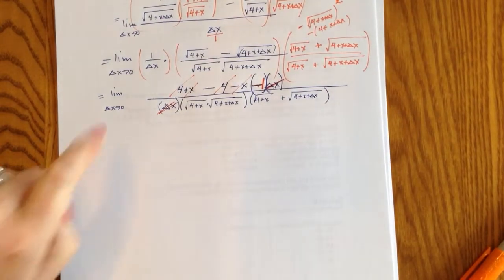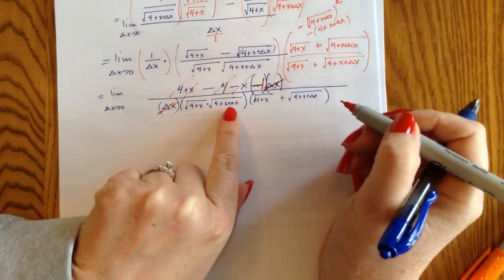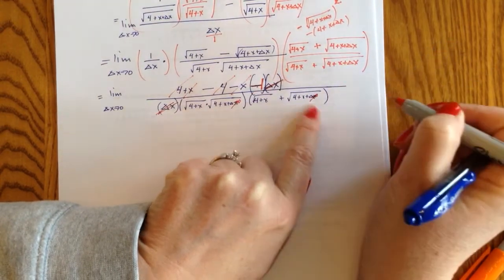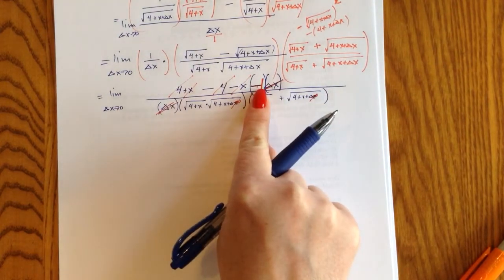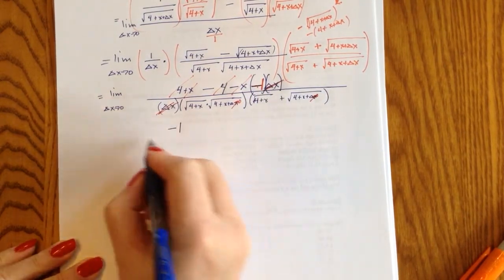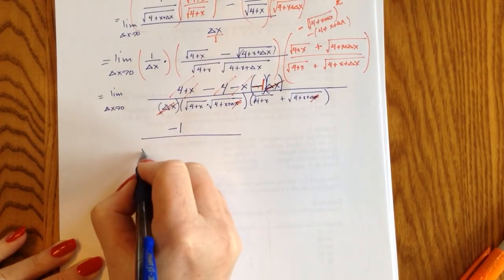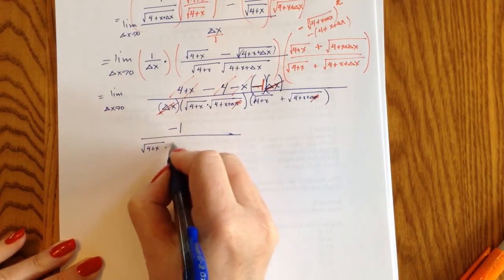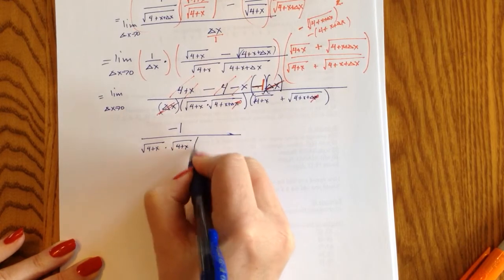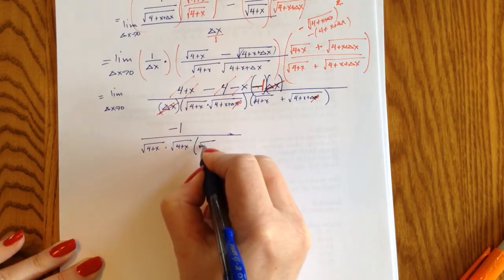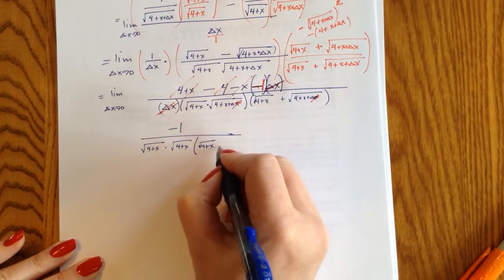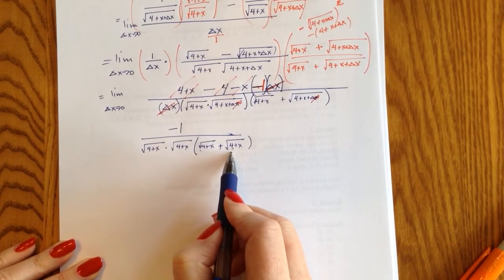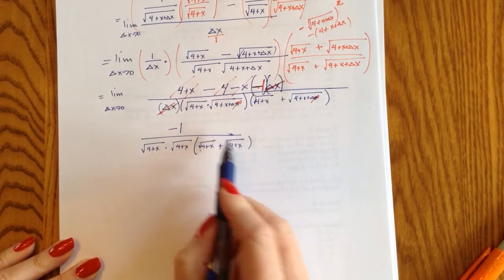Now plug back in. We're going to let this delta x head off to 0. Do you see it? Right here, go to 0. And right there, go to 0. So what's left? Negative 1 over the square root of 4 plus x times the square root of 4 plus x plus the square root of 4 plus x. Right here, you've got 2 of these. You're adding 1 plus 1 makes 2 of them.